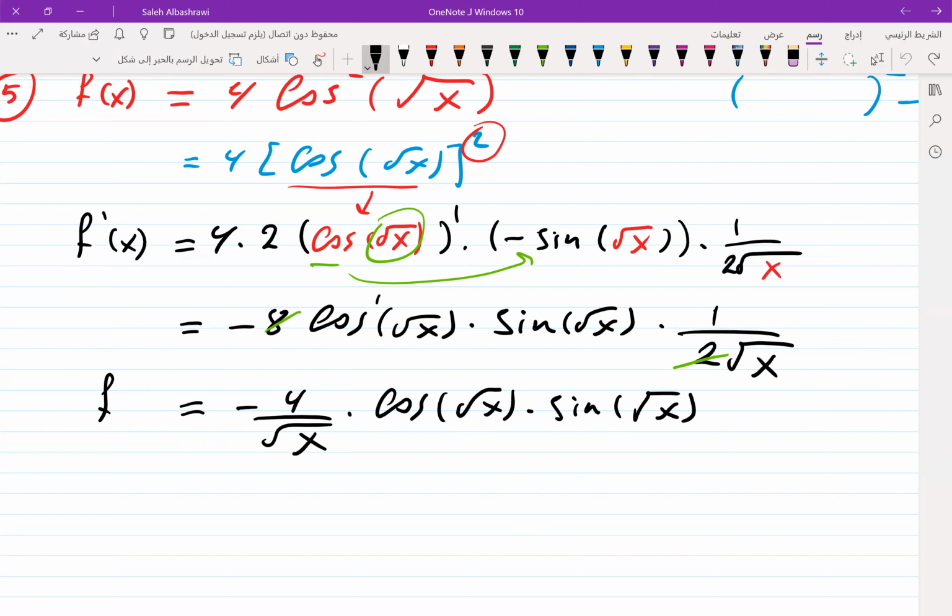So this is the derivative of this function, where we have 3 functions. It is composition of three functions, which means that I must have four derivatives. I'm sorry, three derivatives. We must have three derivatives.